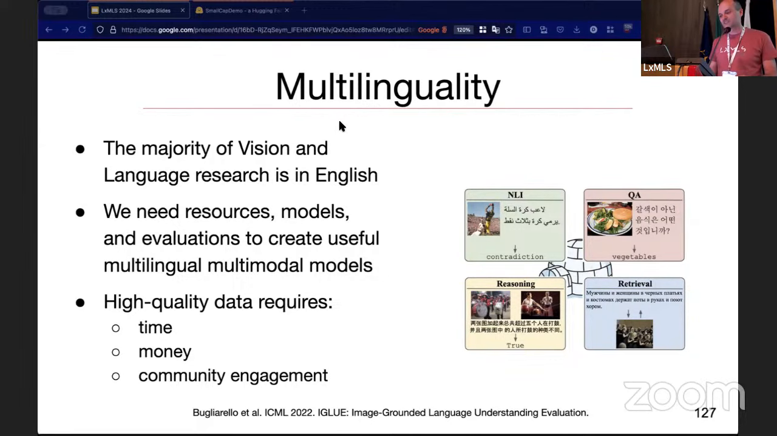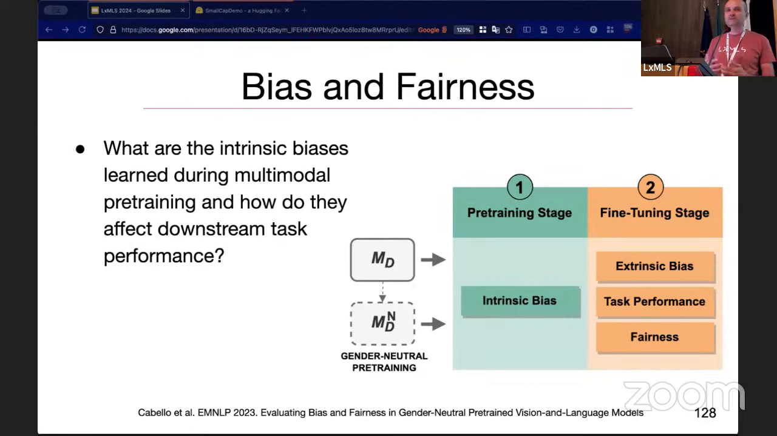And also, I think, thinking about biases and fairness and what types of intrinsic biases are learned in multimodal learning. How do they affect downstream performance? As we see models being deployed into the wild, this aspect of fairness and safety is only going to become more important.